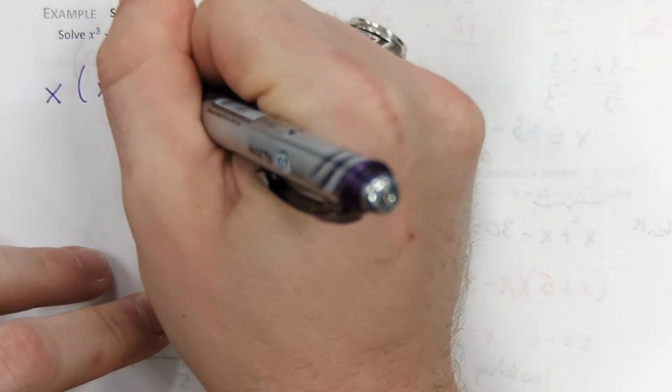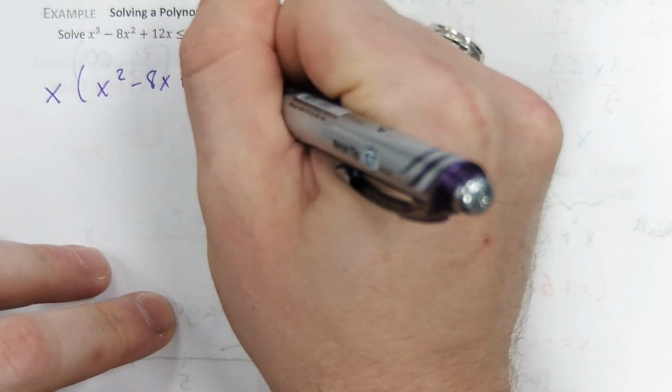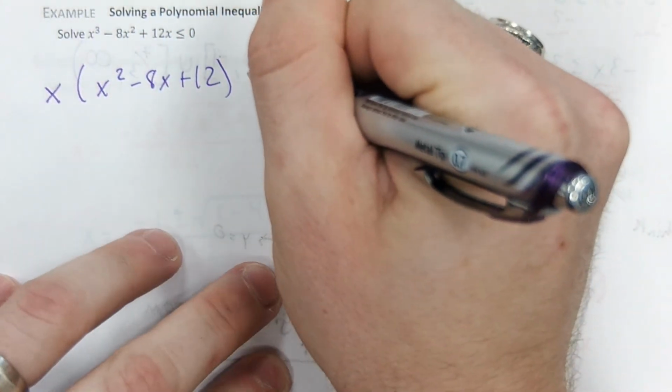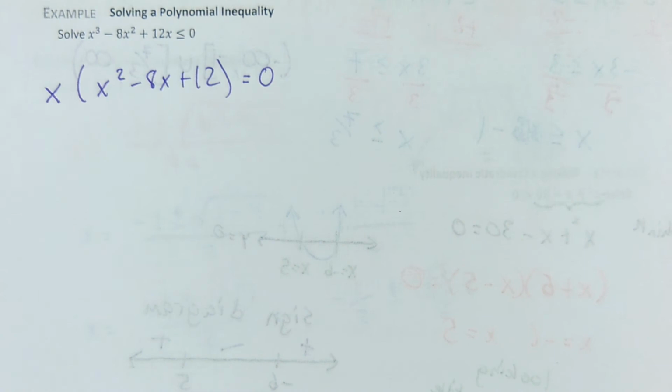What's our go-to method, guys? Factoring. I know it doesn't say equals 0, but we're going to treat it as equals 0. In your factoring process, the very first thing you should always do is look for and pull GCF. This one has a GCF of x. Again, I set it equal to 0 because I'm hunting for critical values.